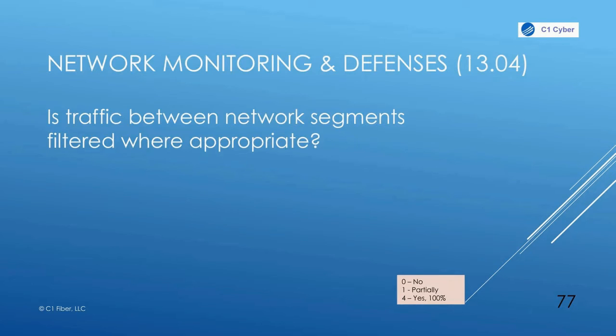Is traffic between network segments filtered where appropriate? Score 0 if your organization does not filter traffic between network segments. Score 1 if your organization partially filters traffic between network segments. Or 4 if your organization filters all traffic between all network segments. Pause the video now in order to consider and record your answer before continuing.